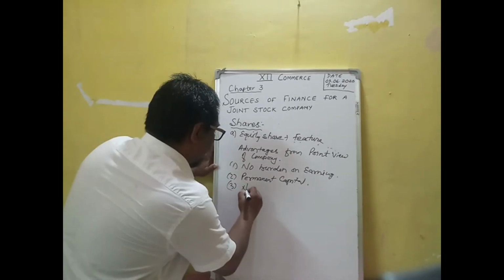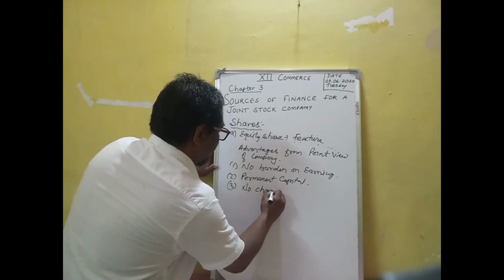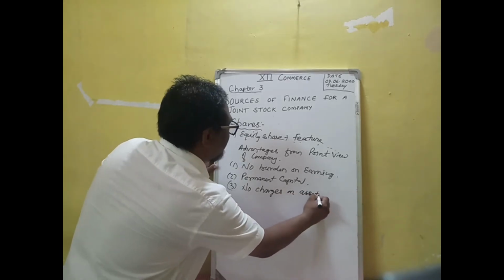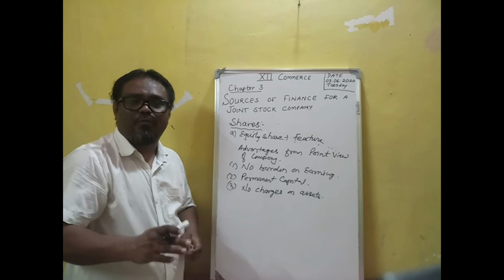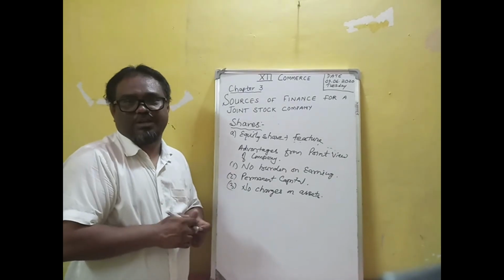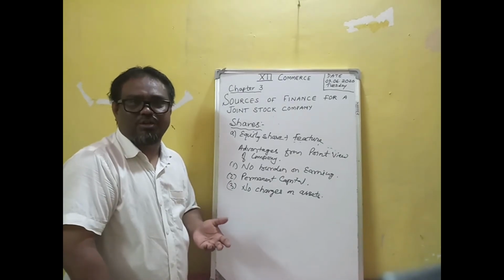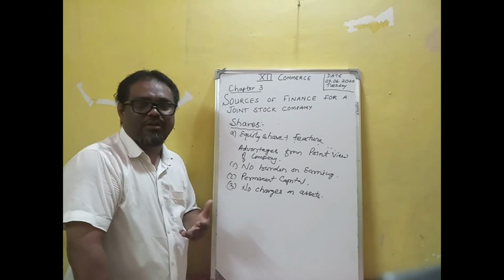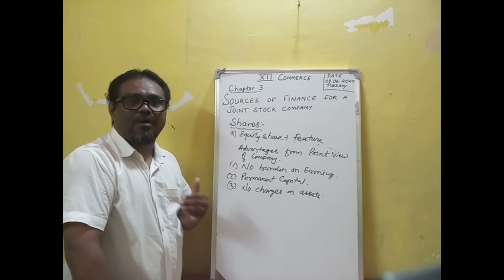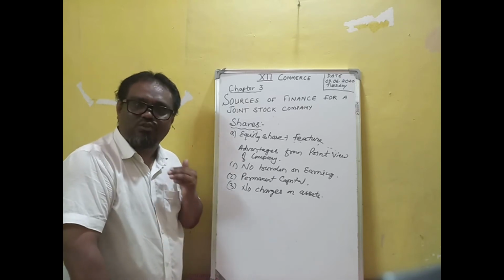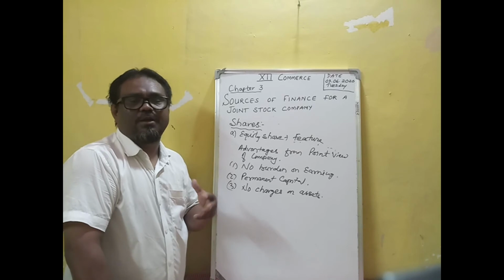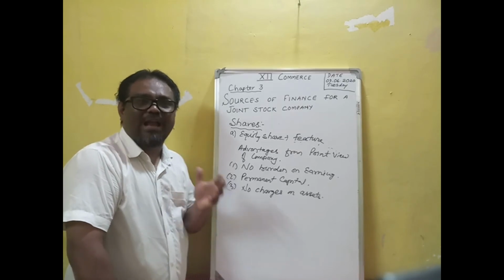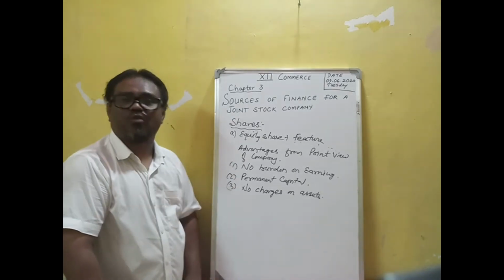So no charges on assets. The assets of the company are not in a mortgage when they issue the equity shares. In other cases, the company has to keep its assets under mortgage. But here, the assets of the company are free. So when companies issue equity shares in the market, they do not have to keep their assets in a mortgage. So it is no charges on assets.